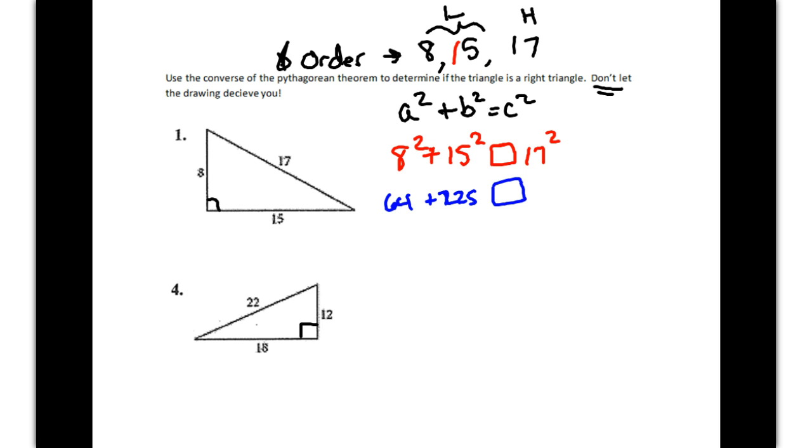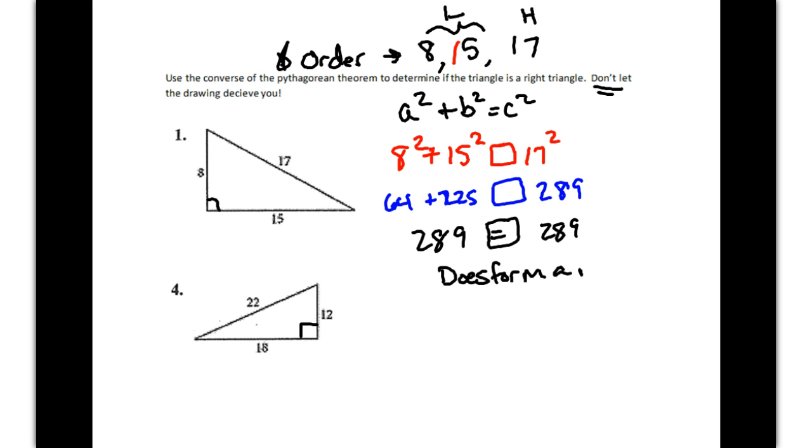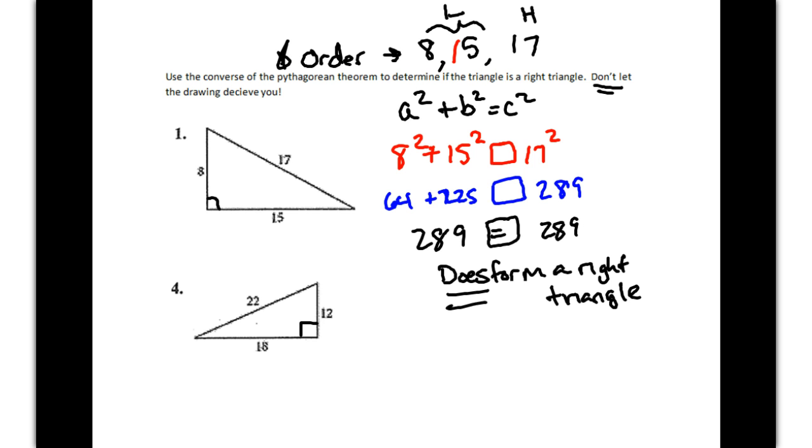17 squared is 289. And make sure you're doing these along with me, and if you need to push pause and go back and watch it again, that helps. If you have questions in class, make sure you ask me. 64 plus 225 gives us 289. And we kind of find out that actually this is the case. 289 does equal 289. So this does form a right triangle since it's true. You'll find that if they're equal, then they form a right triangle. If a squared plus b squared does equal c squared, it makes a right triangle.